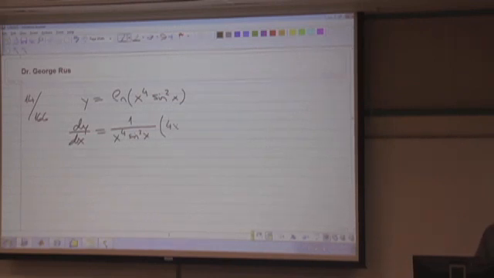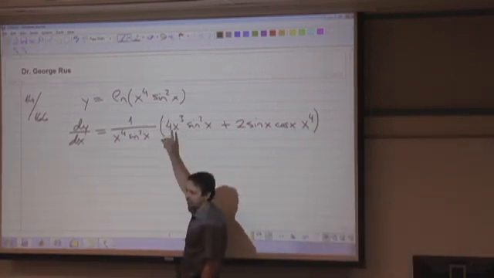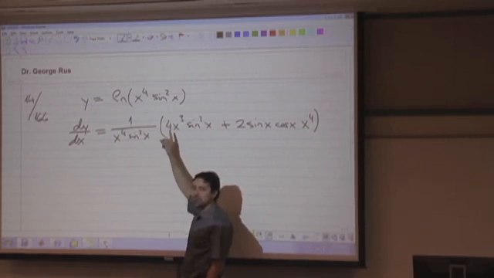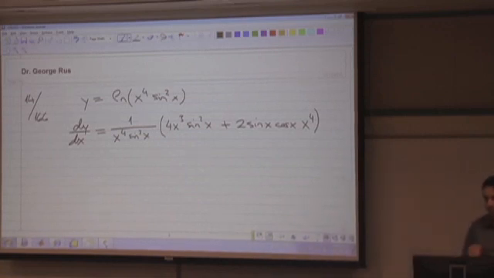So it'll be 4x cubed times sine squared of x plus, now what is the derivative of sine squared? Two times sine of x cosine of x times x to the 4th. It is sine of x quantity squared, so the first thing we need to deal with is the square part of the derivative of the function. Does that make sense?